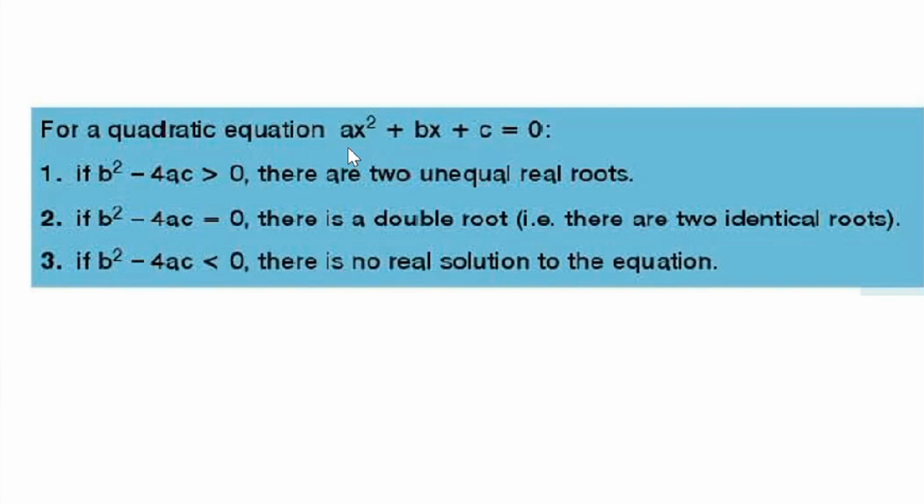Property number 2, if the discriminant is equal to 0, then there is a double root. That is, there are two identical roots. Now for number 3, if the discriminant, or delta, is less than 0, then there is no real solution to the equation, and that's what we call imaginary solutions.